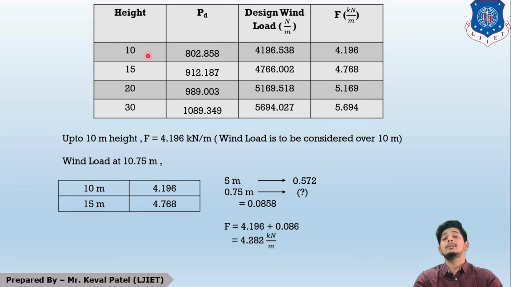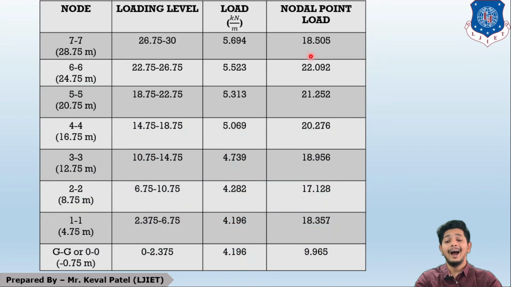So I have the height 10 meter, and for that the wind load is 4.196 kilonewton per meter. But here I have different heights, as 0 to 2.375. So the maximum height of this loading level will be 2.375. In the first story, the maximum height will be 6.75. In the second story, it will be 10.75. Third story, 14.75, and so on.